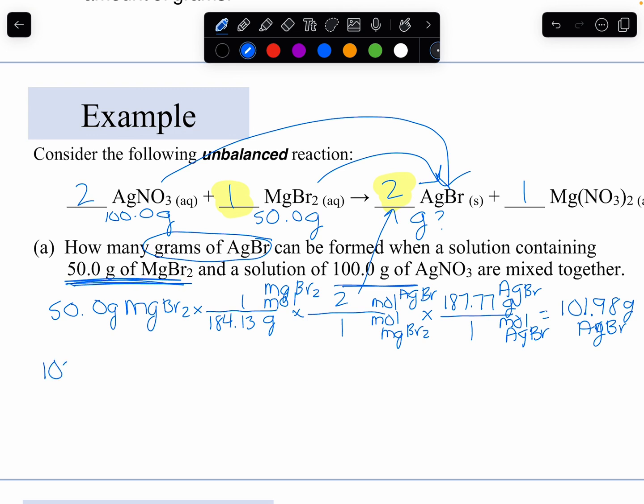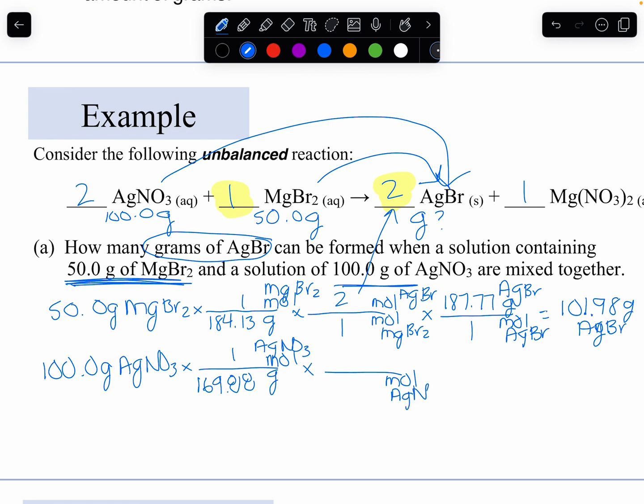Okay? That's the answer to the one of them. But that only answers this question. We now need to do the other question. So we're going to start with 100 grams of AgNO3. We're going to do that same thing, grams to moles, before we can convert it into our new product. So our molar mass of silver nitrate is 169.88. We're then going to do our mole conversion.